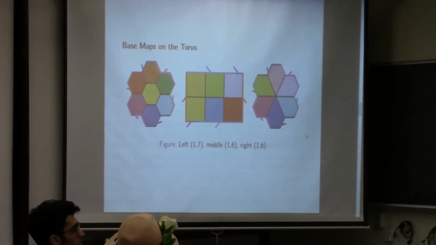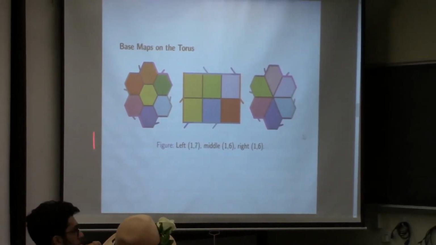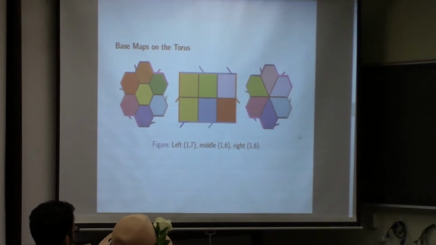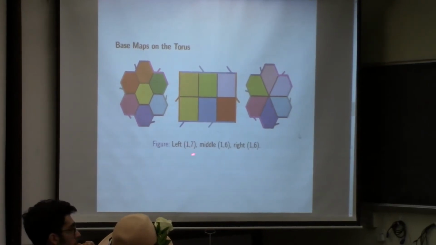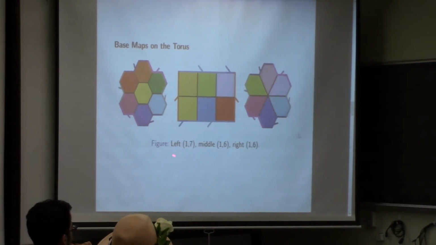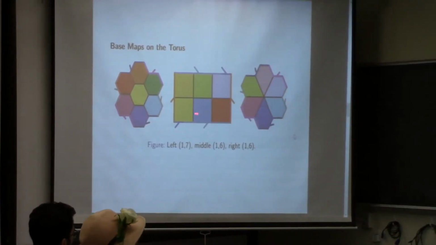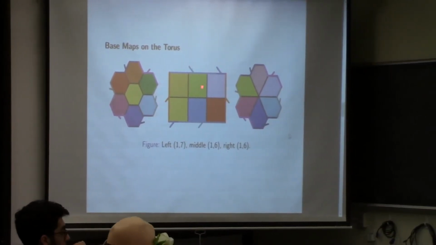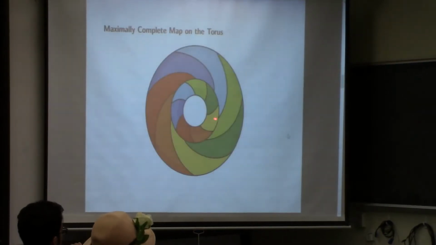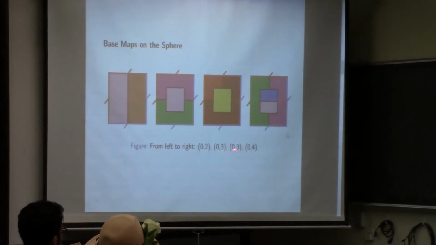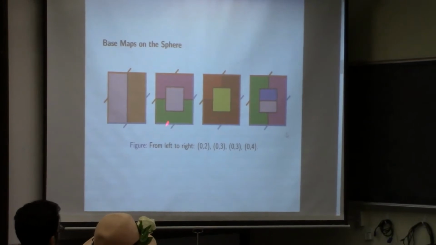So what are these tuples? Oh, these tuples? So we're going to denote a complete map of genus g and c colors by the tuple (g, c). So this is (1, 7), because it's genus 1 and 7 colors. And this is (1, 6), because it's genus 1 and 6 colors. And these are the corresponding tuples for these.